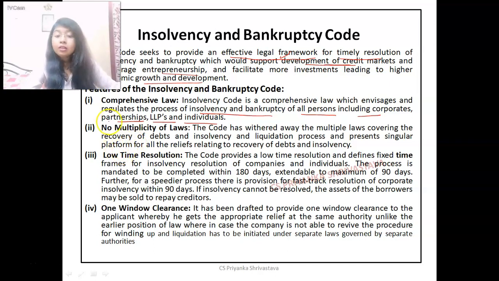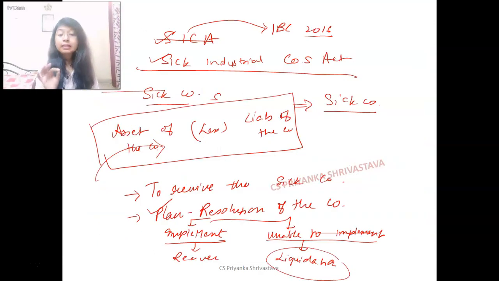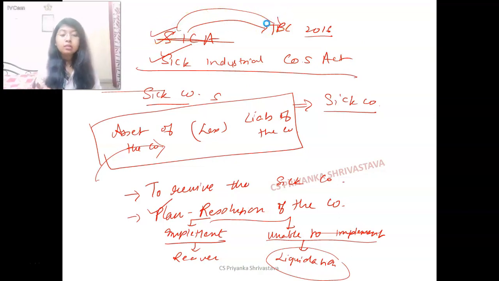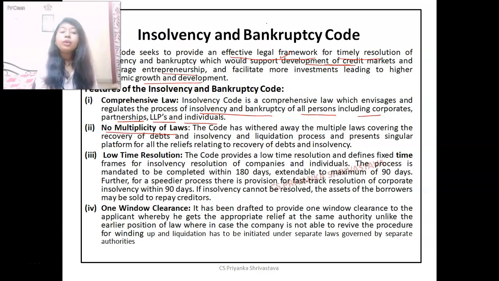Second, there is no multiplicity of law, because in this particular matter only IBC is applicable, nothing else. Every other act which was creating multiplicity of law, like the SICA Act, the Sick Industrial Companies Act, these are repealed, and in place of these acts, IBC 2016 has come up. So it gives you the feature of no multiplicity of law.